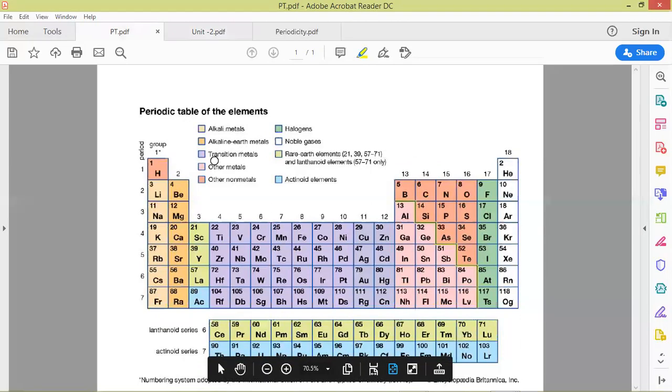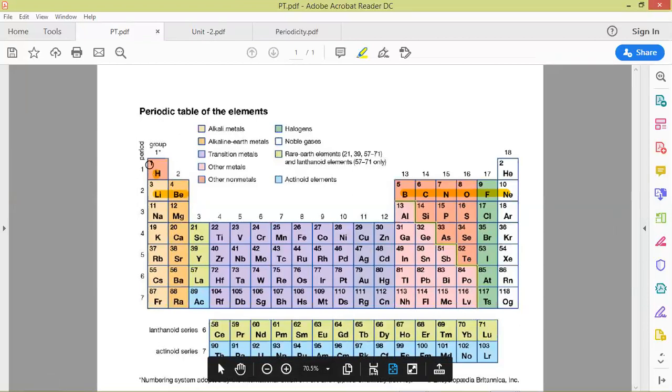The first period has just 2 elements, that is hydrogen and helium. In the second period, there are 8 elements, which are lithium, beryllium, boron, carbon, nitrogen, oxygen, fluorine, and neon, with atomic numbers from 3 to 10. And in the third period, atomic numbers vary from 11 to 18, and it starts from sodium and ends with argon. These are the noble gases.